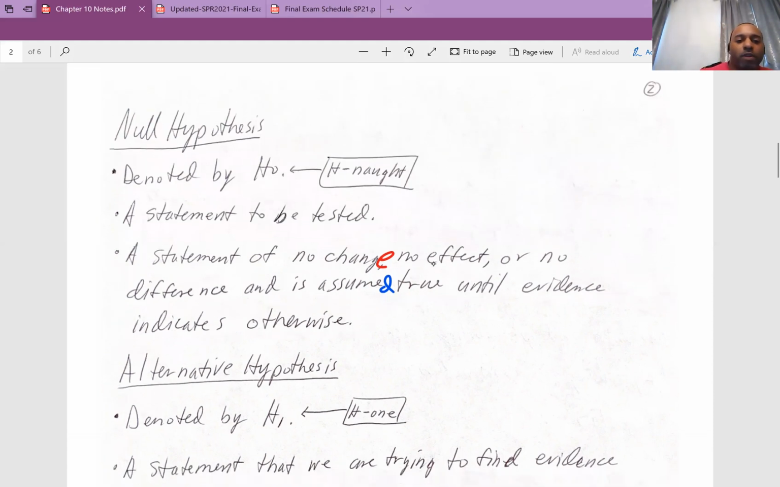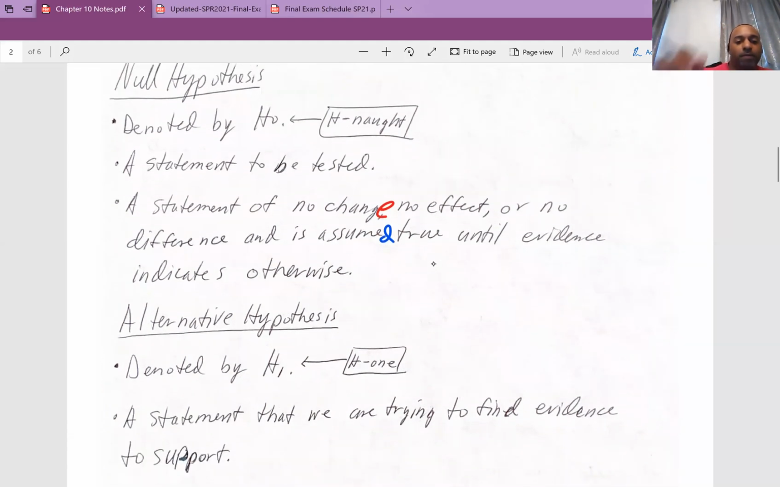All right. Now your alternative hypothesis is H1, and is the statement that we are trying to find evidence to support.